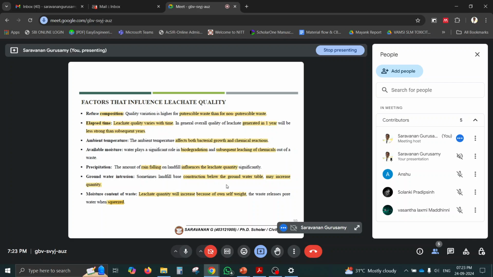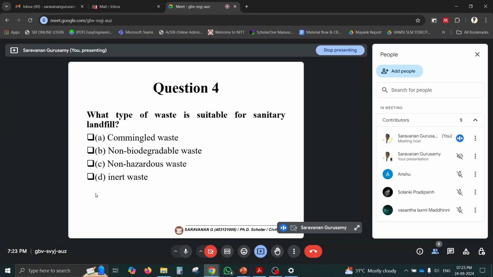Groundwater intrusion, precipitation, and ambient temperature affect the chemical reaction and bacterial growth. So that will affect the leachate quality. Again, a multiple choice question: what type of waste is suitable for sanitary landfilling? We have two types of landfill. One is sanitary landfill, another one is secured landfill. So which is suitable for sanitary landfill and which is suitable for secured landfills?